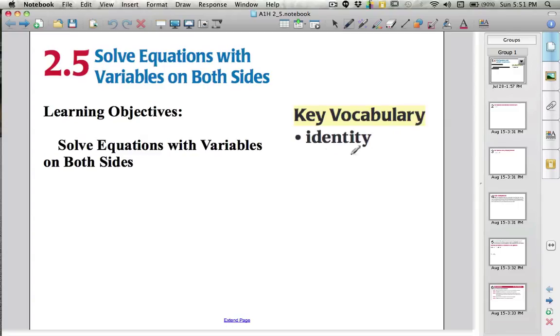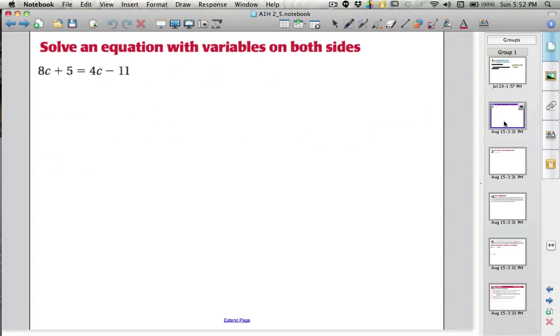New vocabulary is the concept of an identity. An identity equation is an equation that is true for all values of the input variable, and we'll have an example of that in just a little bit.